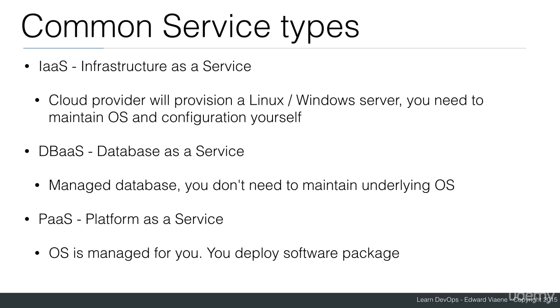The last one is platform as a service, where the operating system is managed for you. You just deploy your software package and it runs. AWS has an offering called Elastic Beanstalk, which comes very close to this principle. Another one is Heroku.